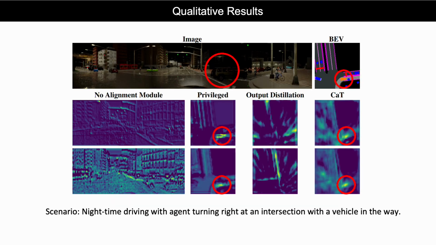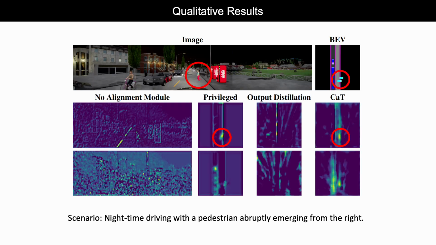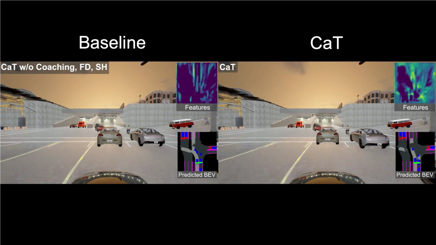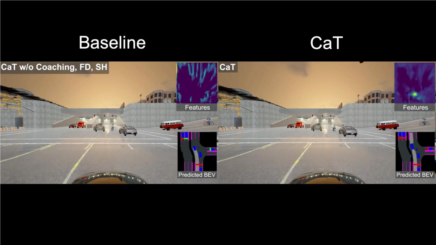Here are some qualitative results. We demonstrate that our teacher agent with proposed knowledge distillation is able to guide the student agent in learning scene-relevant representations and attend to safety-critical entities. Here are more qualitative examples in video.